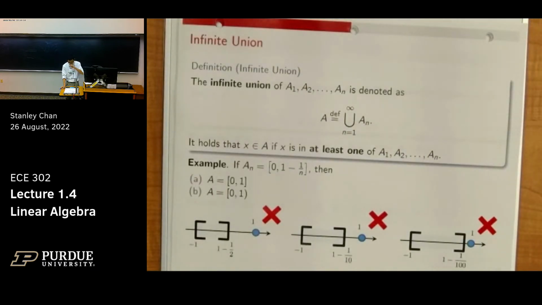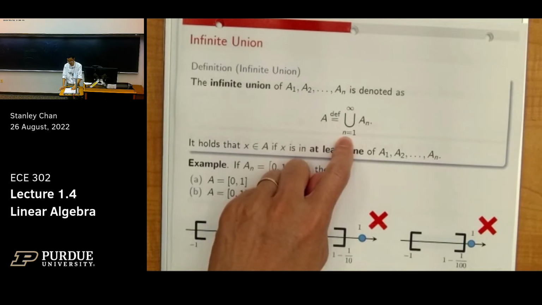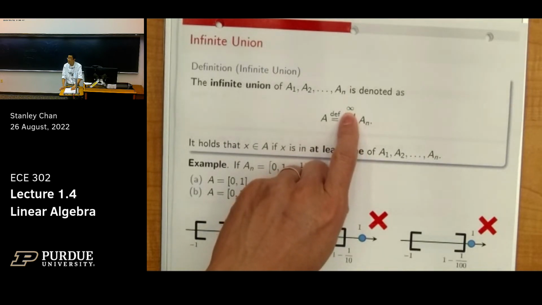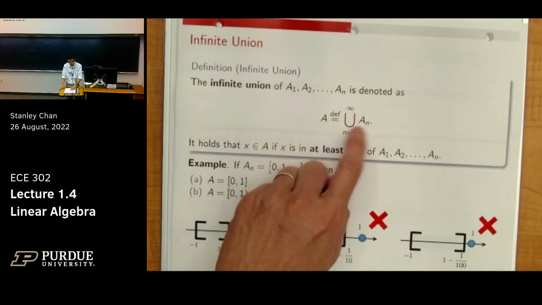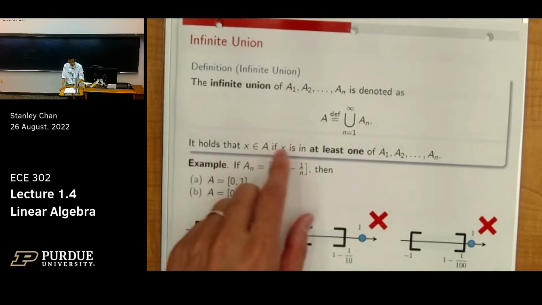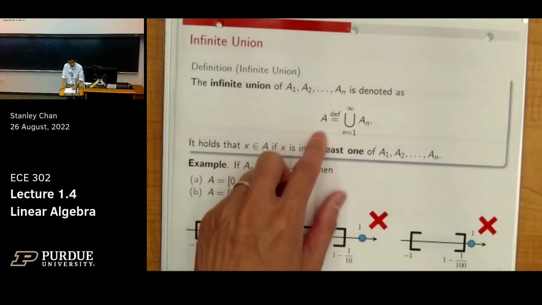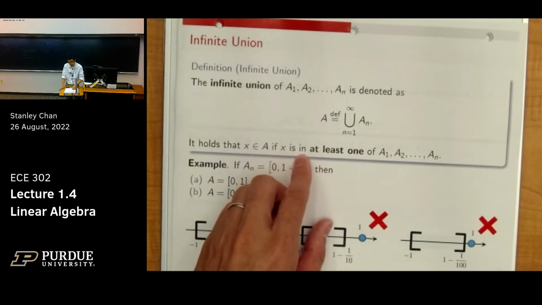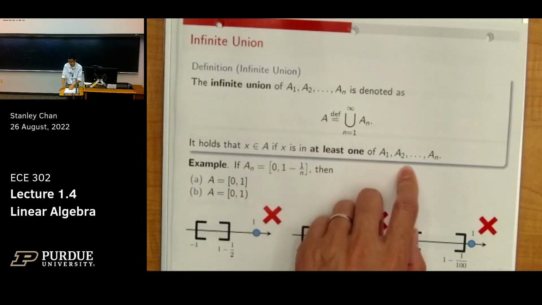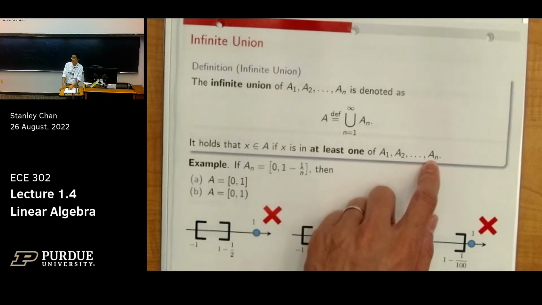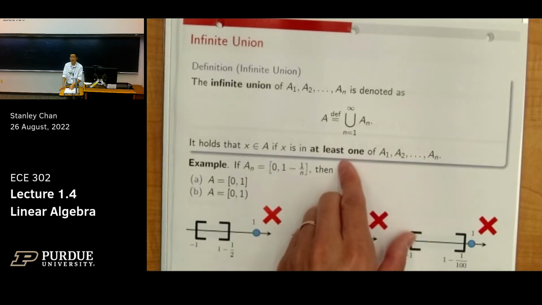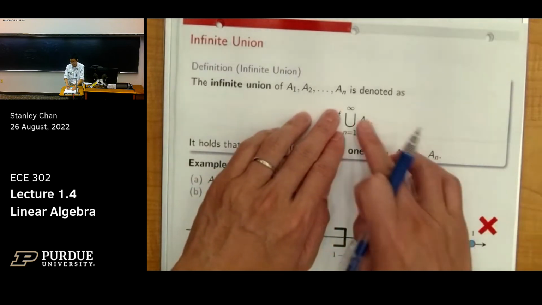Now, there's something trickier. It's called infinite union. That's something that you haven't seen before. Infinite union has this ugly notation where n goes from 1 to plus infinity. Now, how do we define this operation? Well, you say that this element x is in A if x is in at least one of those n sets. That's the definition.